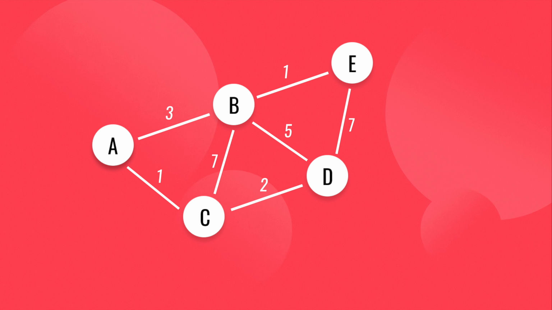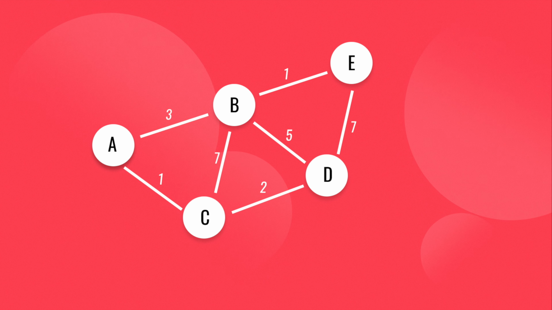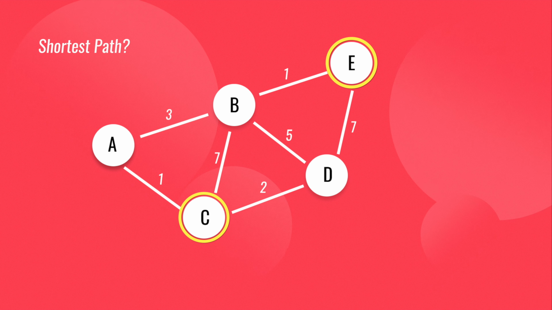Okay, now that we have that out of the way, this is our graph. Suppose we want to go from node C to node E. What is the shortest path to get there? And by shortest, I mean the path with the least cost based on the cumulative edge weights. Well, there are multiple ways you can take to go from C to E, and they all have different costs.